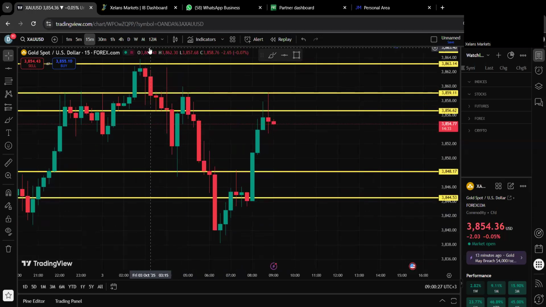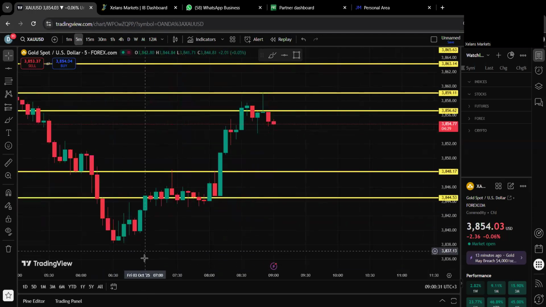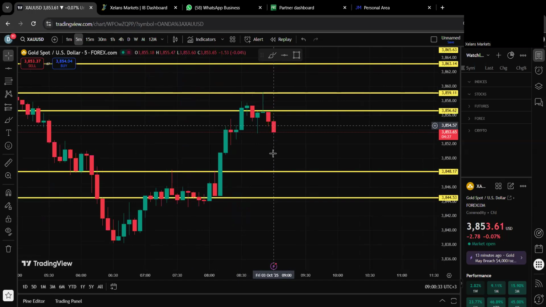But if you're in 15 minutes or you're in 5 minutes and you want to identify where the market might reverse and there is no zone, you can look at where you can see support and you can just draw your line there.